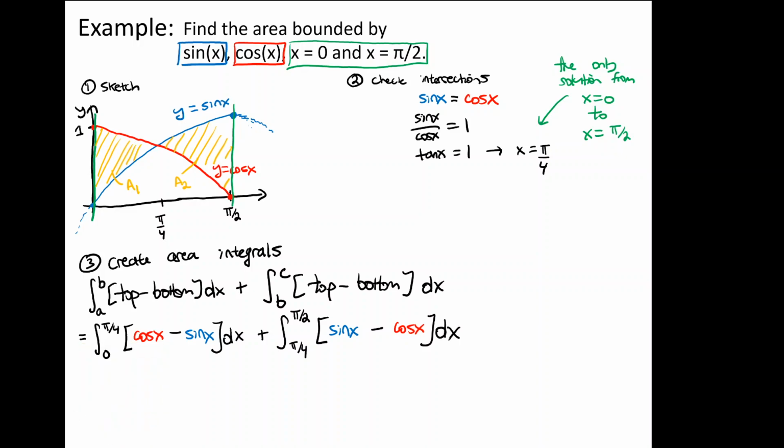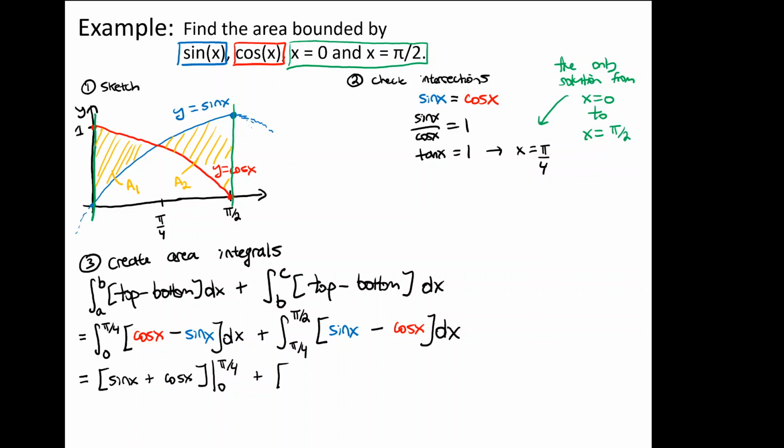Okay, that's it for setting up the integral. Next, let's take the antiderivatives. Antiderivative of cosine of x is positive sine of x. Antiderivative of negative sine of x is positive cosine of x. That's evaluated from 0 to pi over 4.